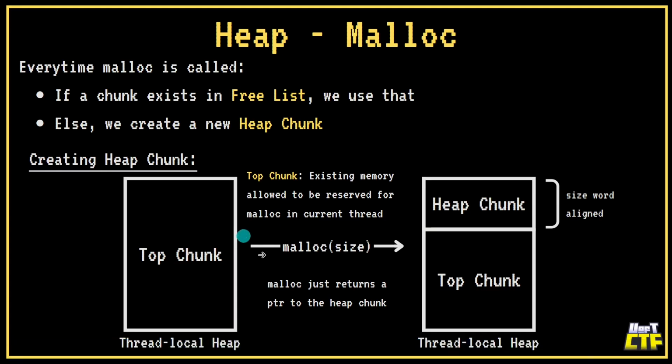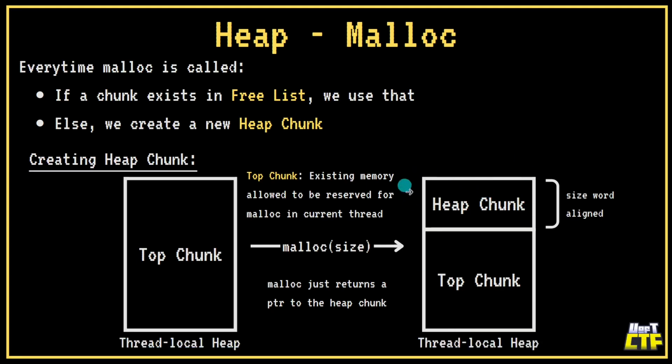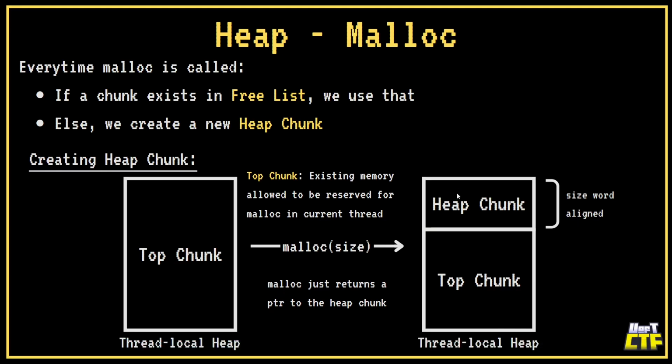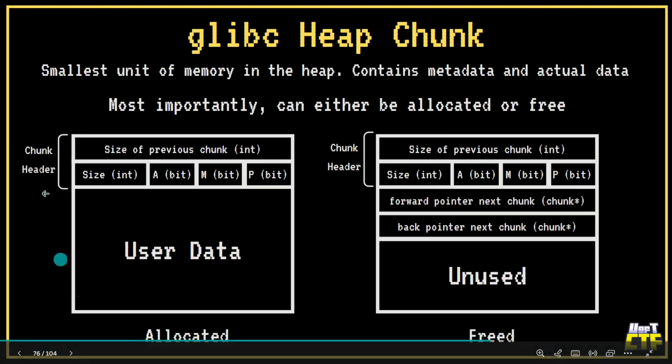But then when we're allocating a size, we're going to break off a piece of the top chunk. So we get a subsection of the top chunk, and then we give that back to the user. We break it off, and the size of this chunk is going to be the word-aligned size plus some metadata as well. And malloc just returns a pointer to this heap chunk that we just broke off from the top chunk. So the heap chunk is this: it has metadata at the top, and then it has user data at the bottom.